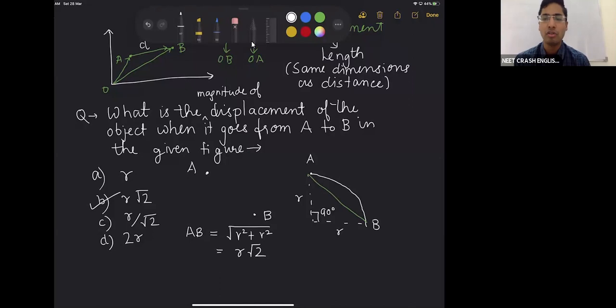There's a question by Adil: can we put L equal to R theta? No, you cannot put L equal to R theta, because R theta denotes this length, the arc. If you are asked the distance, you can use L equal to R theta. If you are asked the displacement, you have to join it using a straight line and then use geometry to find the answer.